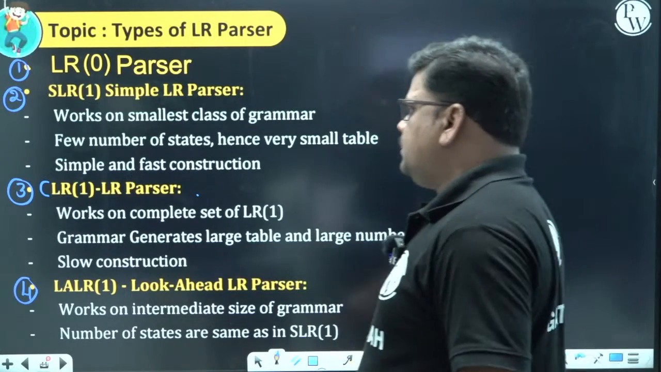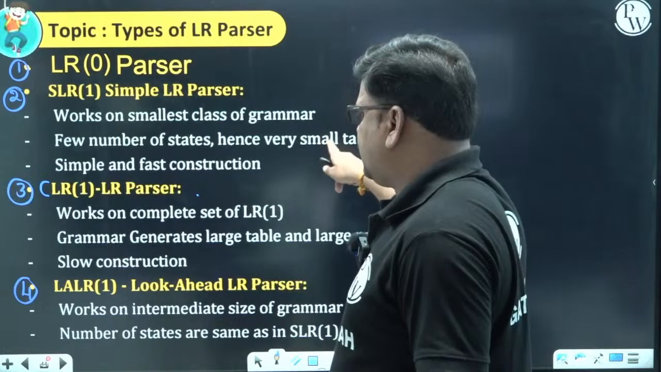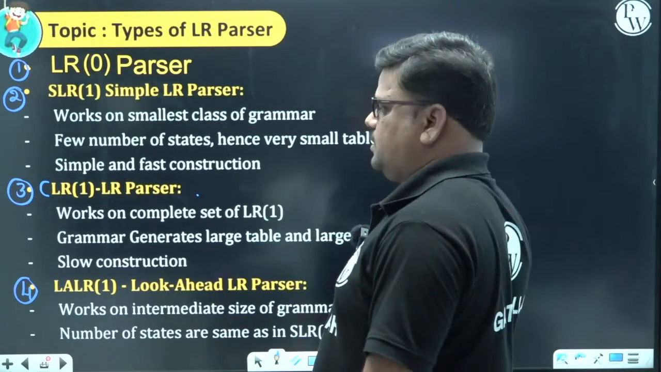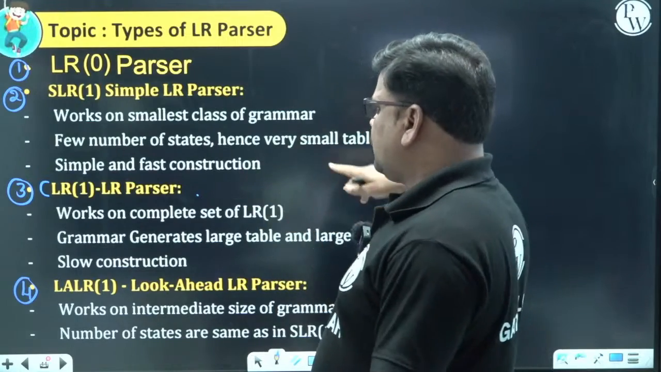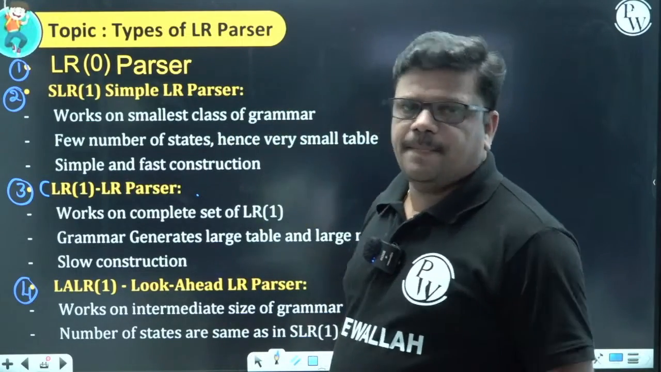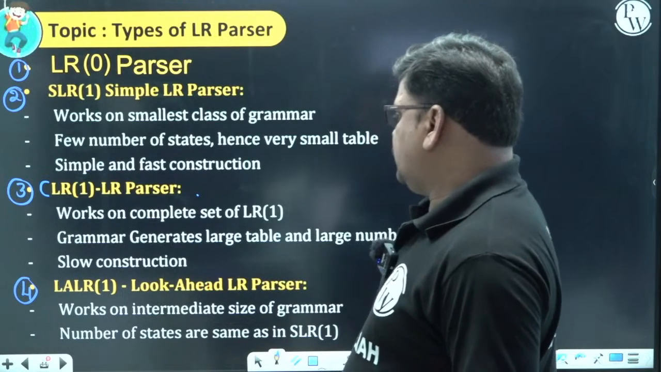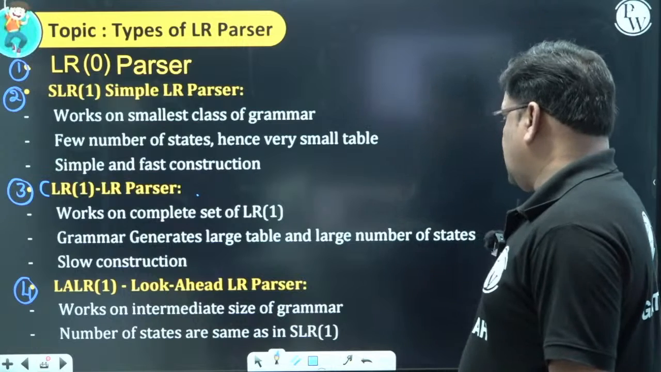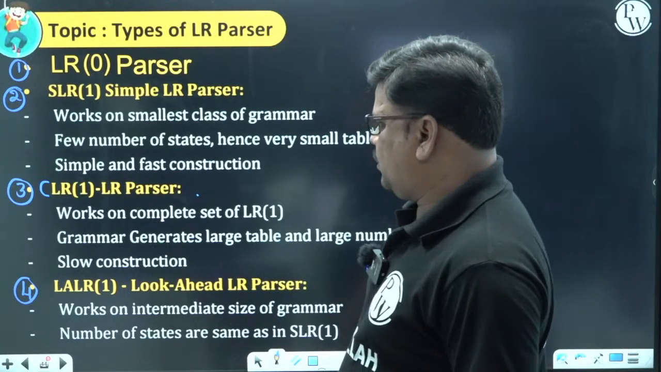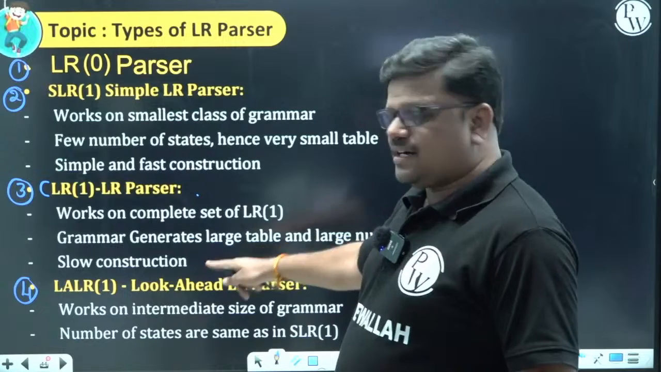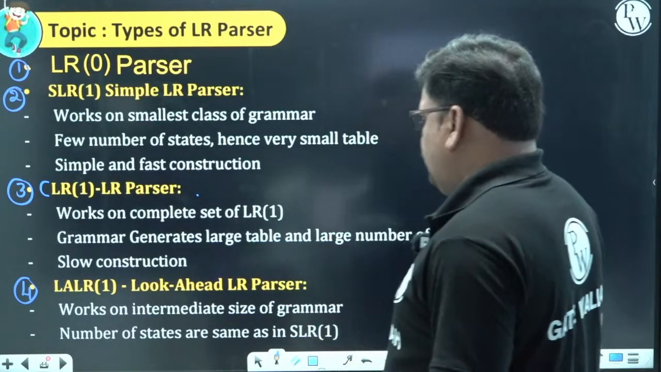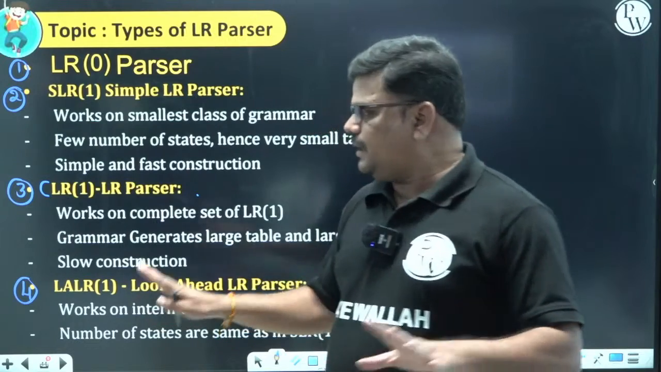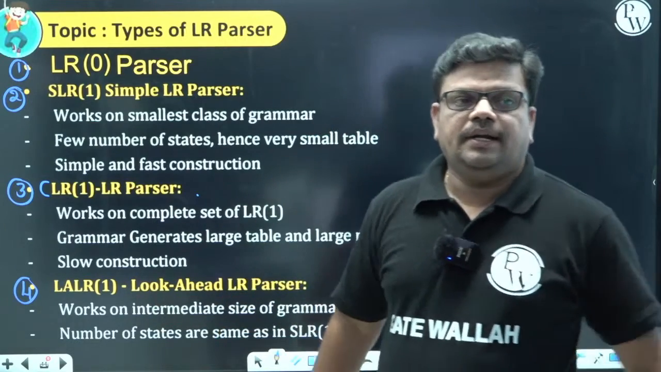LR0 works on a small class of grammars, with a few number of states, hence a very small table, so simple and fast construction happens. In LR0 and SLR it is almost the same. Okay. And CLR works on the complete set of LR1 grammars, generating a large table and a large number of states, so construction is slow, because very large tables take a lot of time. LALR works on intermediate size of grammar, and the number of states is the same as in SLR. Okay, right. So let us focus on this.